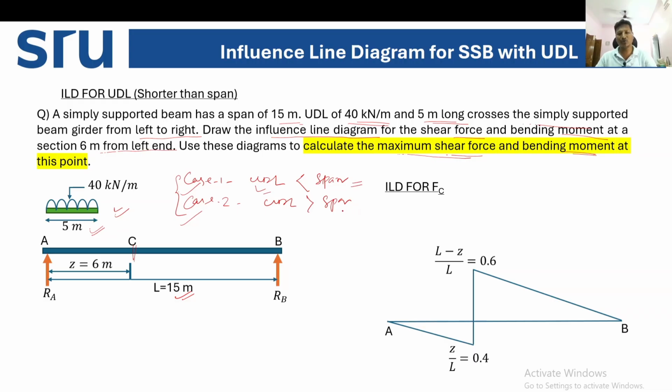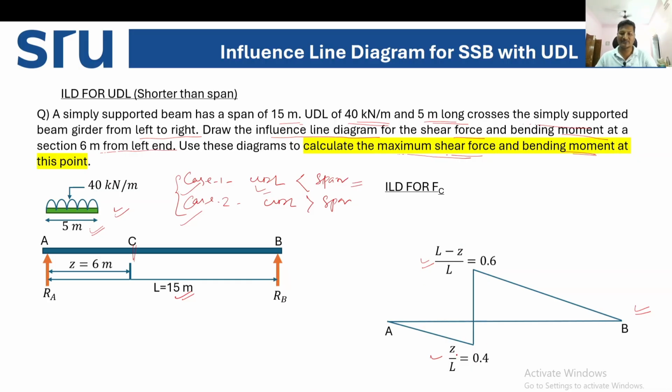As we already know from the previous class, the ILD for shear force at C is this, with the negative coordinate Z by L and positive coordinate L minus Z by L, right? If you want to know how you have reached Z by L and L minus Z by L, you can refer to the previous class.